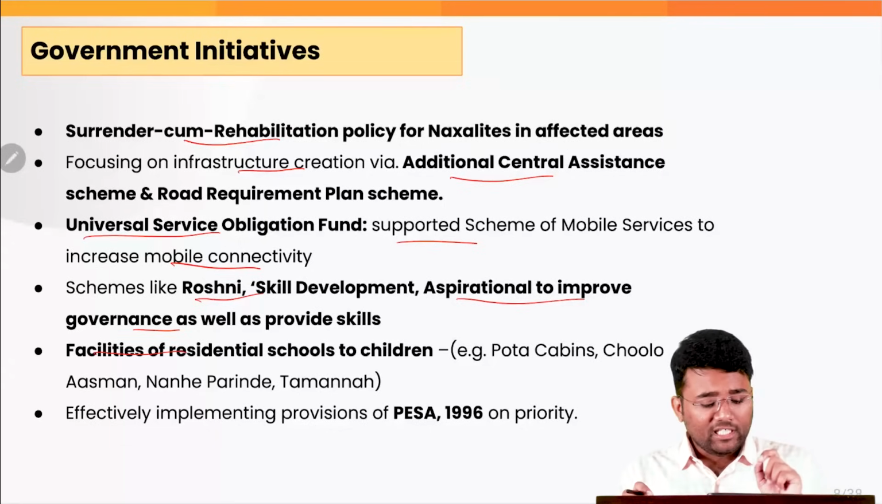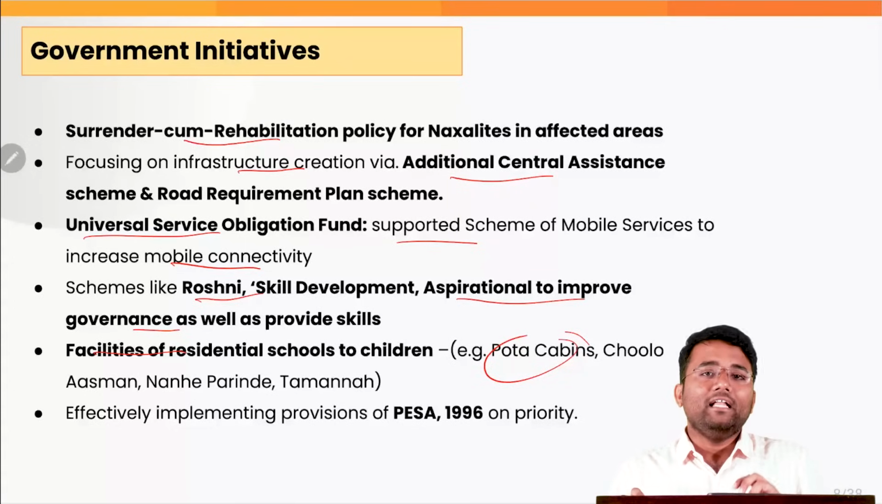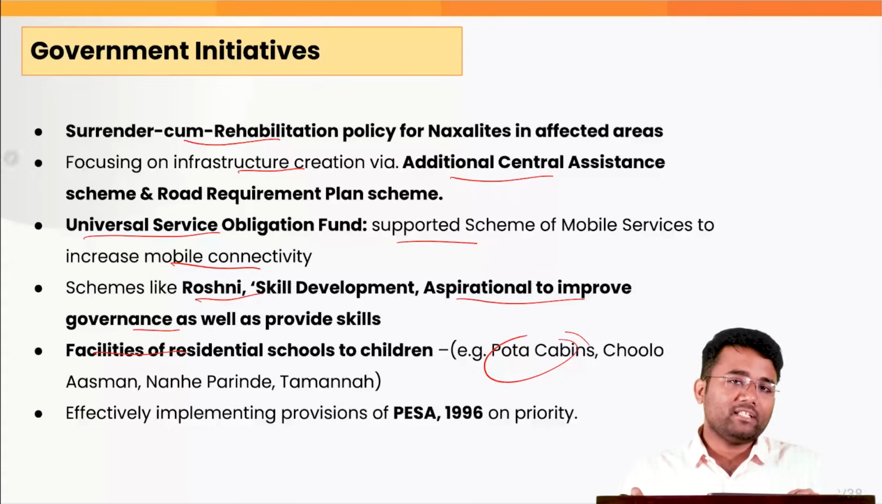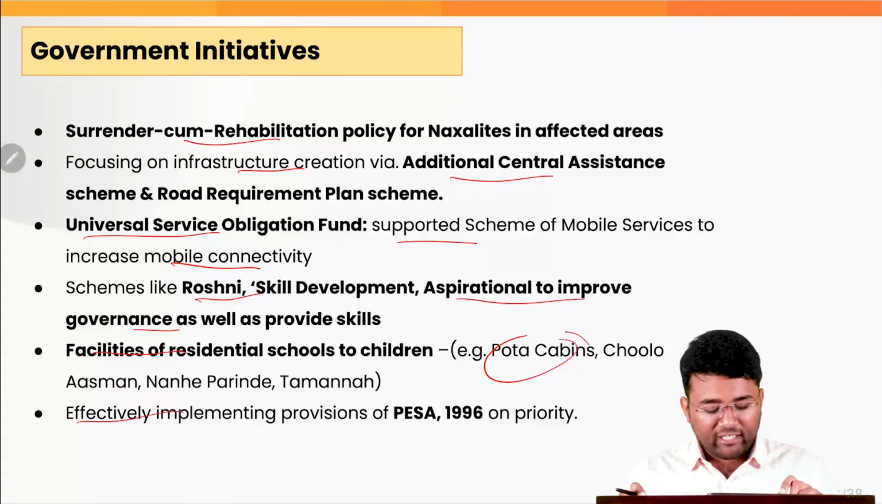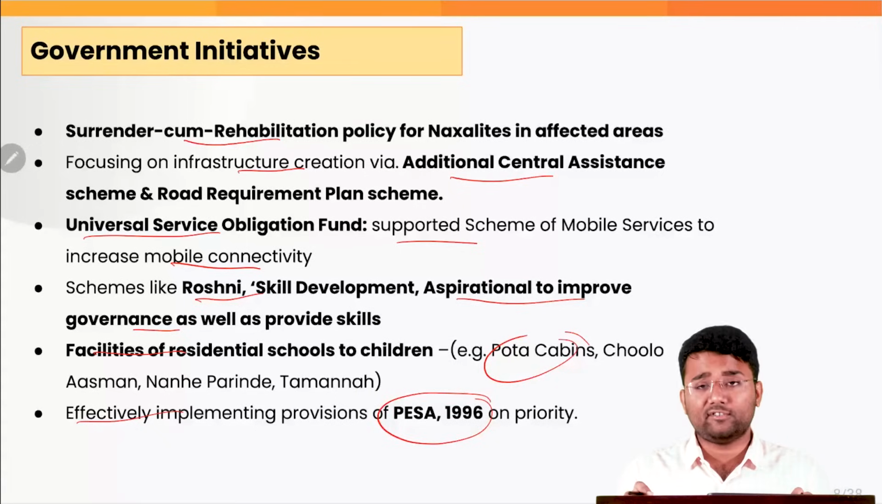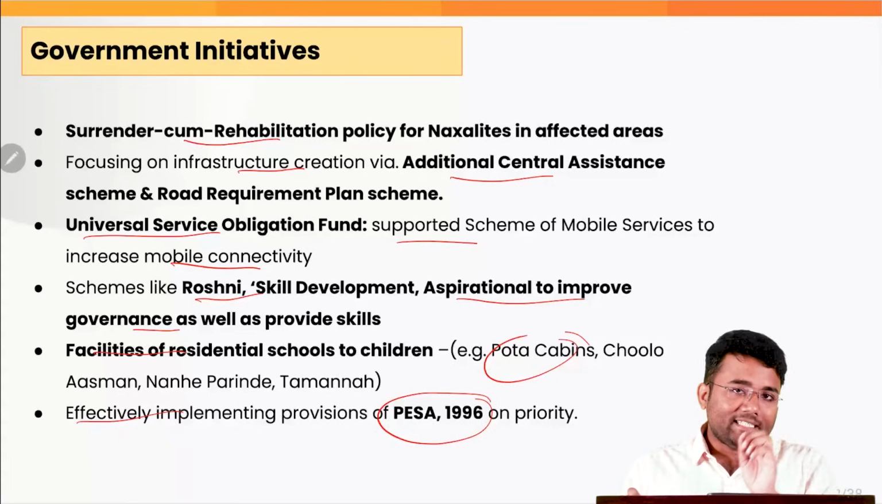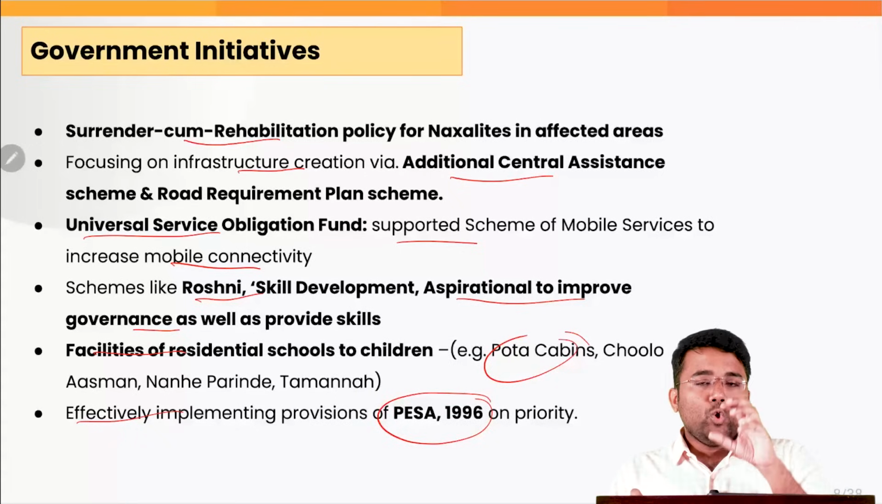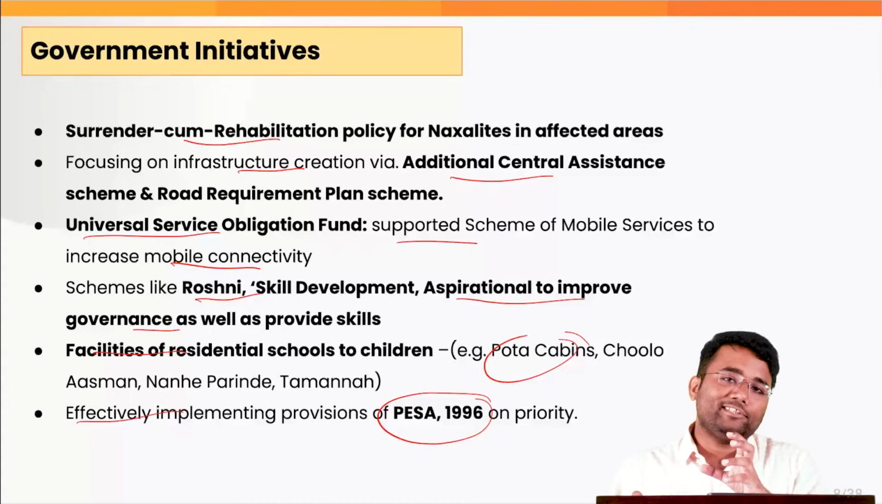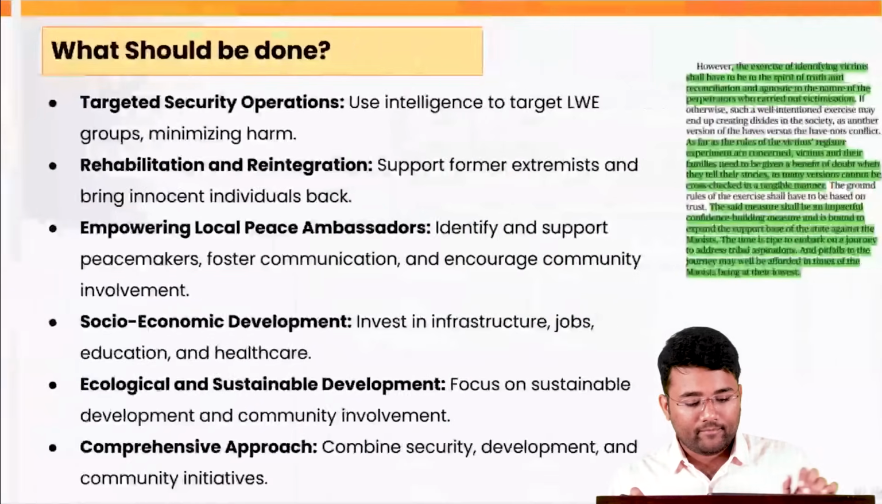Then there are facilities of residential schools for children like Pota cabins, Chulo Asman, Nanne Parinde, and the Tamanna scheme, which are focusing on improving the educational indicators and effectively implementing the provisions of PESA 1996 on priority by the state government, so that local level governance can be improved and more decentralization of governance can happen.